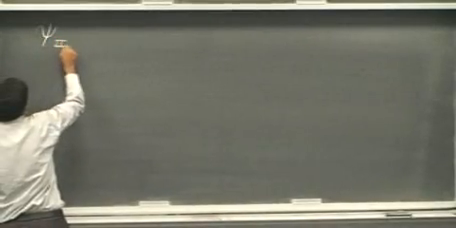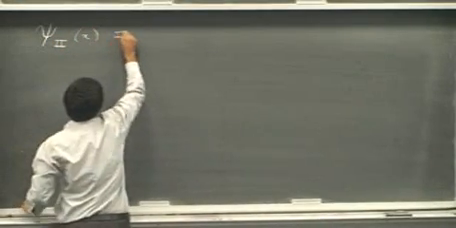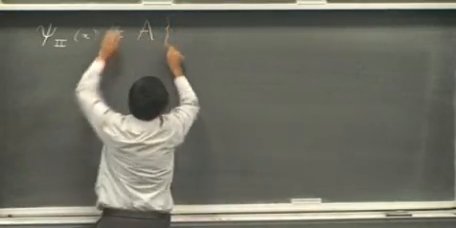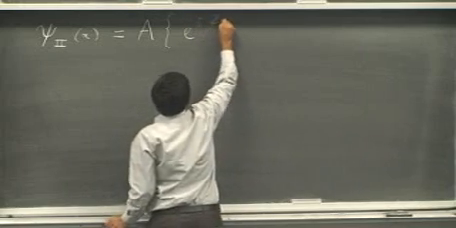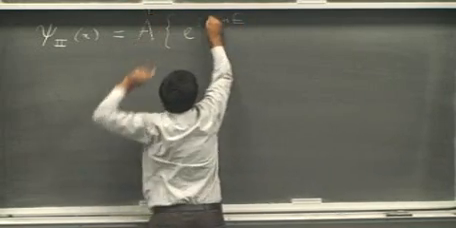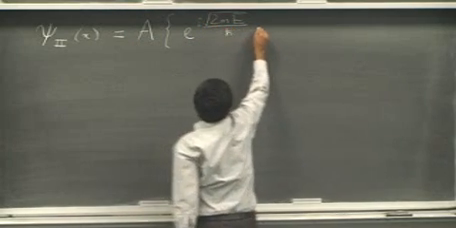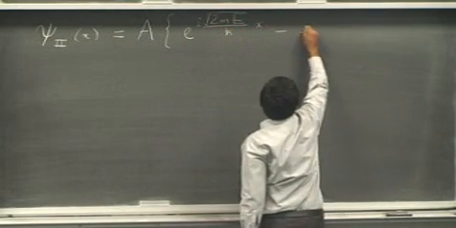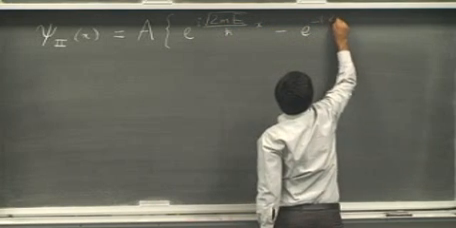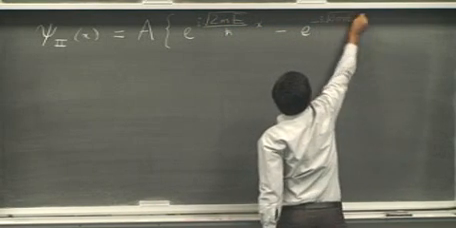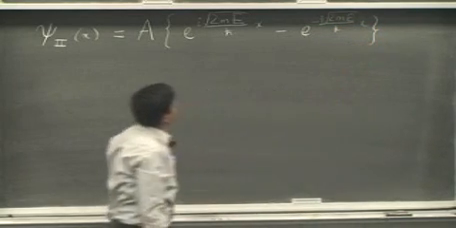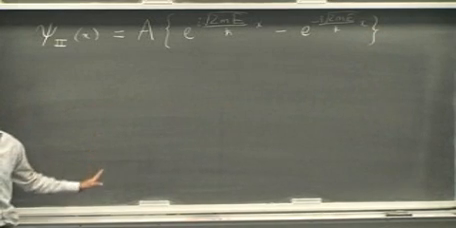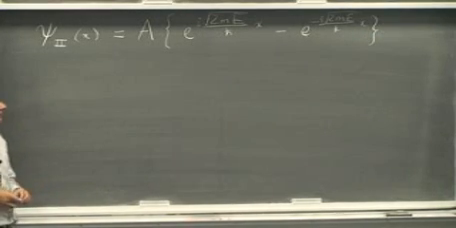So this means that the wave function in region 2 is given by A times e to the power i square root of 2mE over h bar x, minus e to the power minus i square root of 2mE over h bar x. So we have eliminated B using the continuity of the wave function.